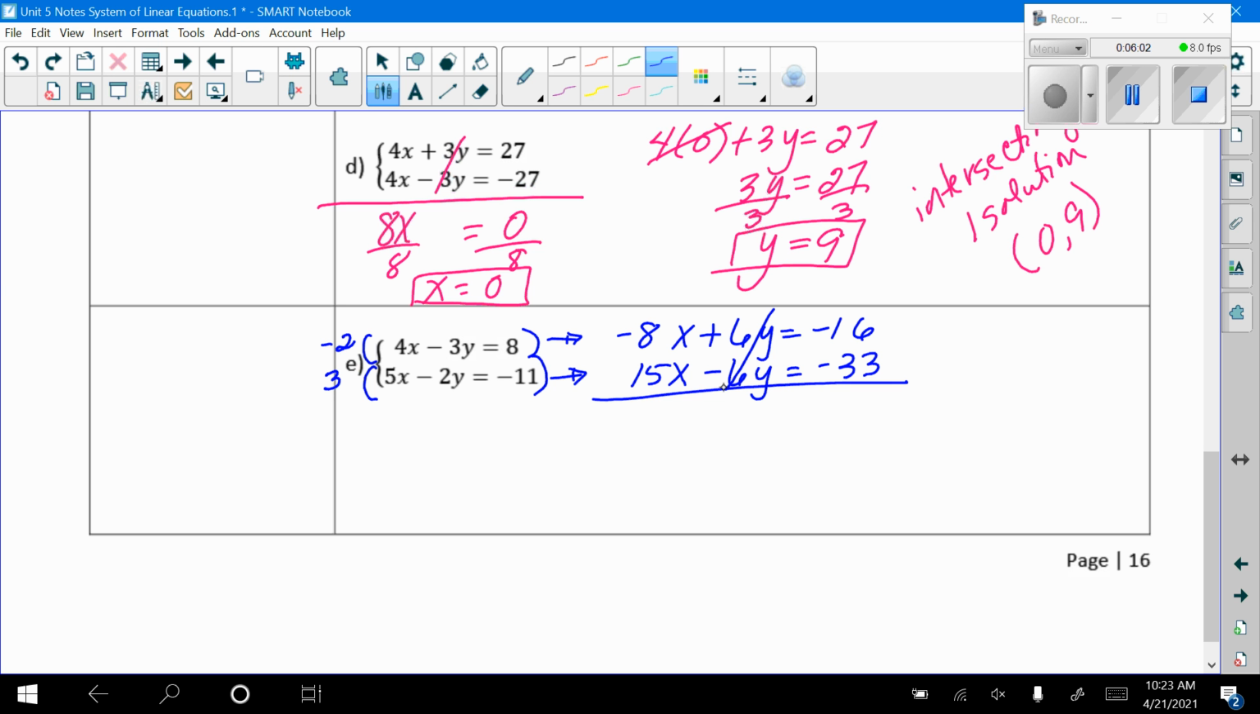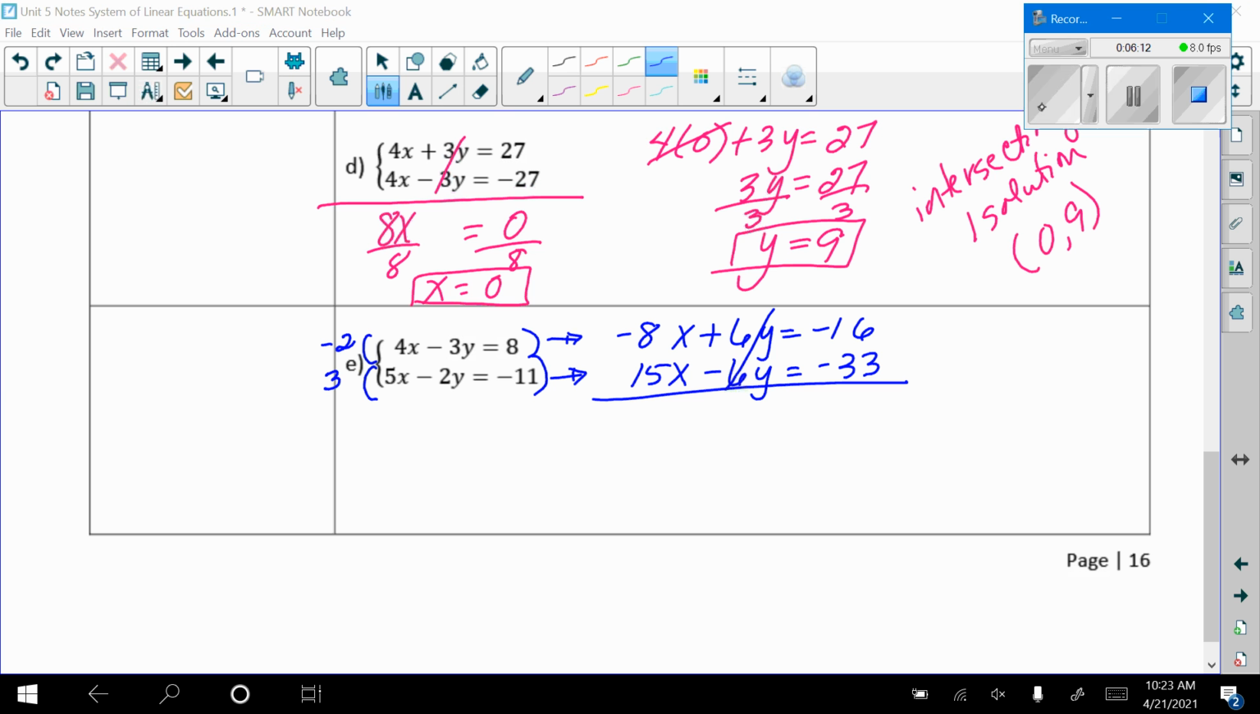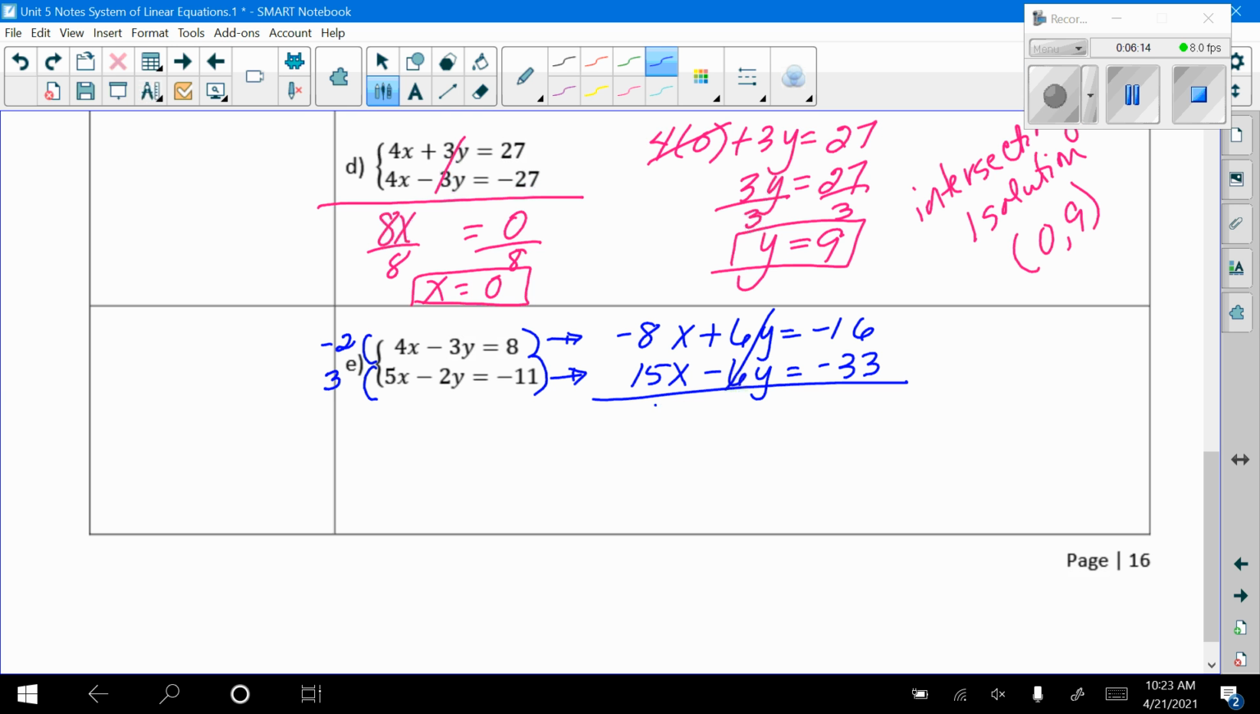Y's cancel. This gives me -8x plus 15x. This gives me 7x equals -49. Divide by 7, so x is equal to -7. And I can pick one to plug it into. I'm going to pick the top one.